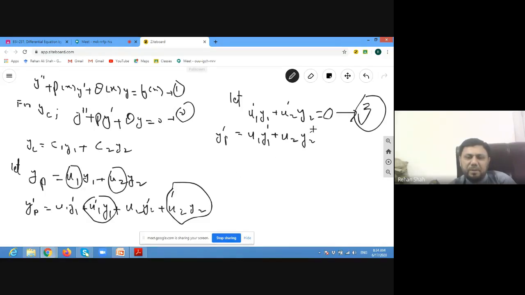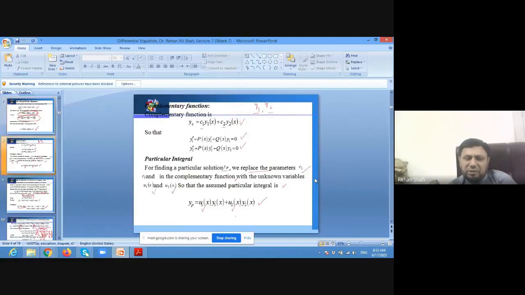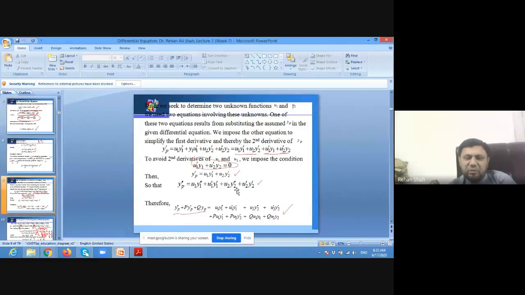Is it clear? Okay. So what is your y double dash p? Again take the derivative, but the derivative of these two terms. Now this is your y dash p, and if you see this, this is your y double dash p. Let this be equal to 0. This is your new y dash p, so this is y double dash p. Is that okay?